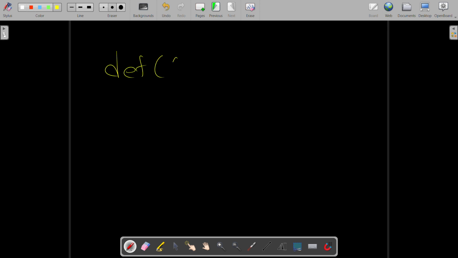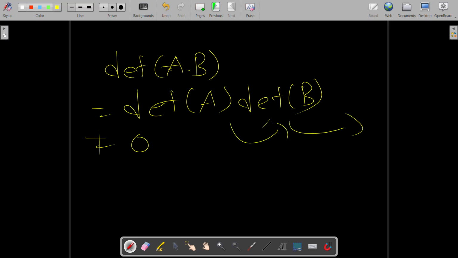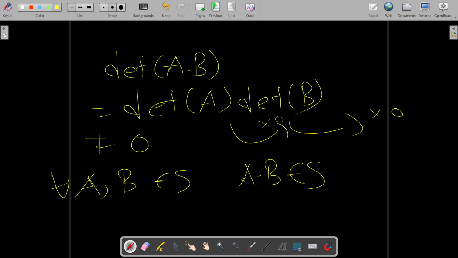So the determinant of A dot B, by the property of determinant, can be written as the determinant of A into the determinant of B, which is not equal to 0 because both of them are not equal to 0. So this shows that for all A, B belonging to S, A dot B belongs to S, since the determinant value is not equal to 0.